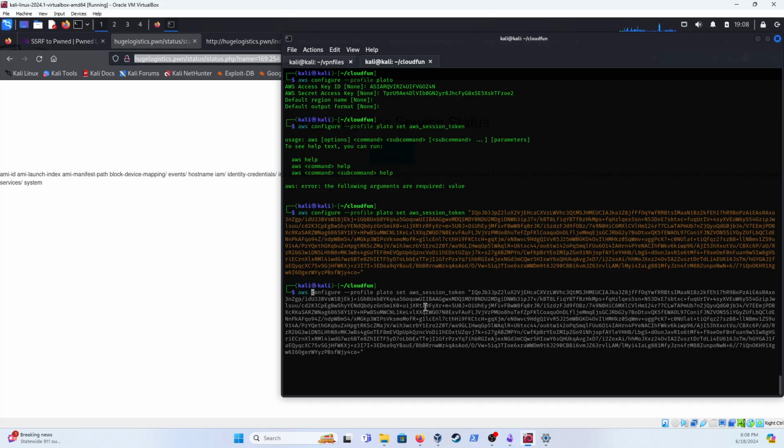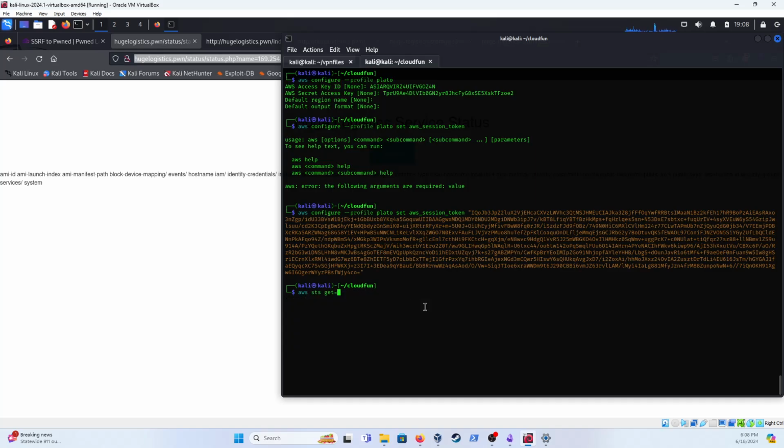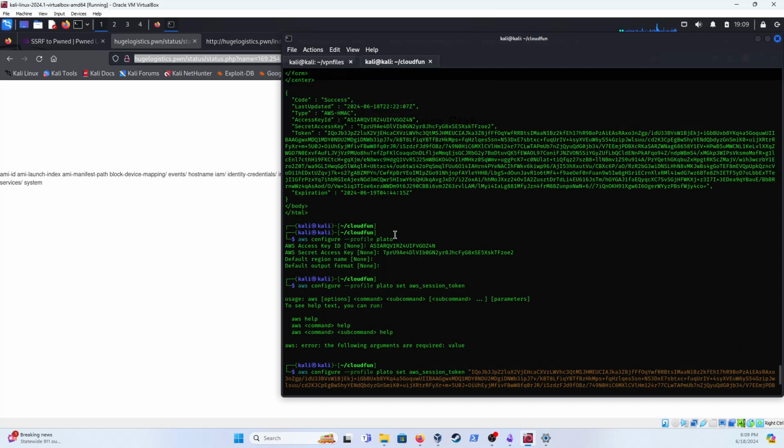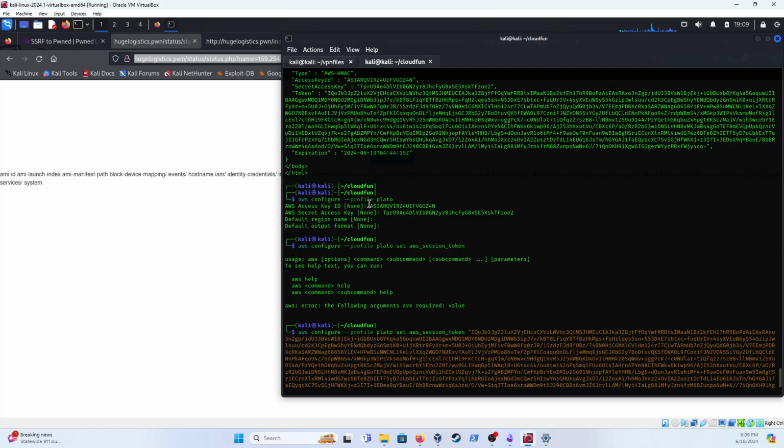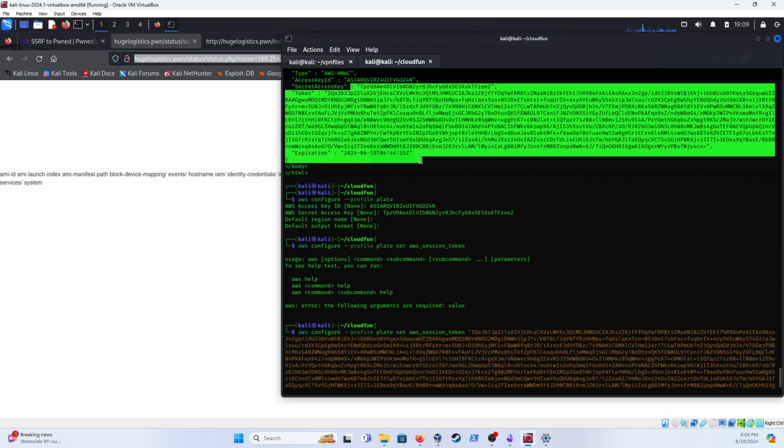So now let's do aws sts get-caller-identity. This is like the who-am-I command in the AWS CLI or the AWS system. And we're going to do profile Plato because that's what we were working with earlier. And would you look at that, we are now credentialed as pwned S3 access. So just real quick, once we got that information, all we had to do was configure with the credentials and then set the session token to the given session token here. All right.